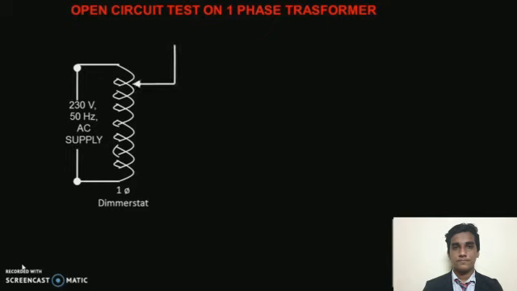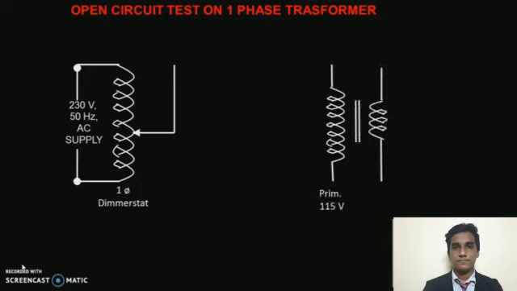We have to provide supply to the transformer. So we have a transformer with primary and secondary windings. If we connect the meters on the low voltage side, then the rated voltage has to be applied, that is 115 volt. But if we want to connect on the high voltage side, then we have to apply 230 volts. So it is convenient to perform the open circuit test on the low voltage winding, that is 115 volt.